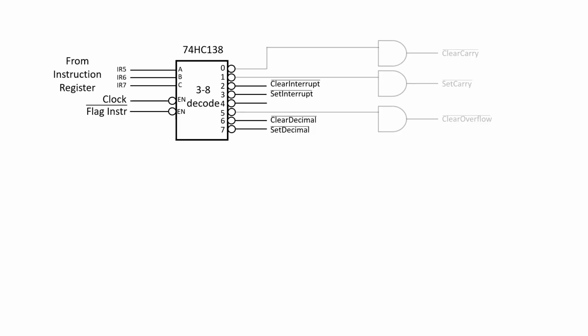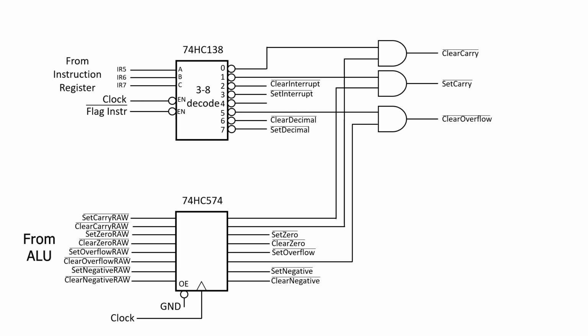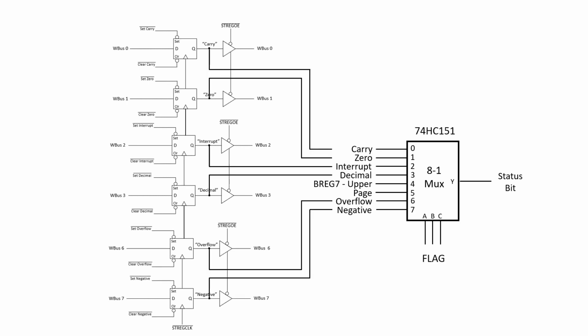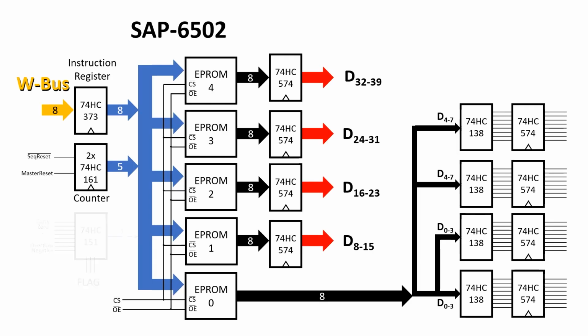In the real hardware, we use a 74HC138 to implement these instructions, and we merge these signals with those coming from the ALU before they go to the status register. As a reminder, these flag signals go into a 74HC151 8-to-1 multiplexer, and this selects the flag signal sent to the sequencer controller.